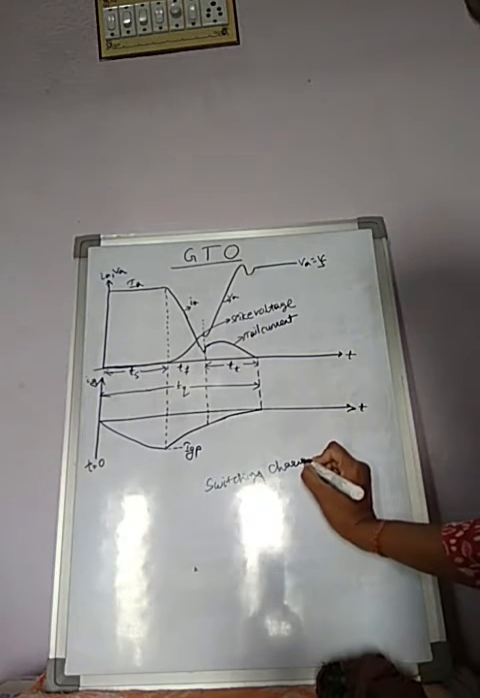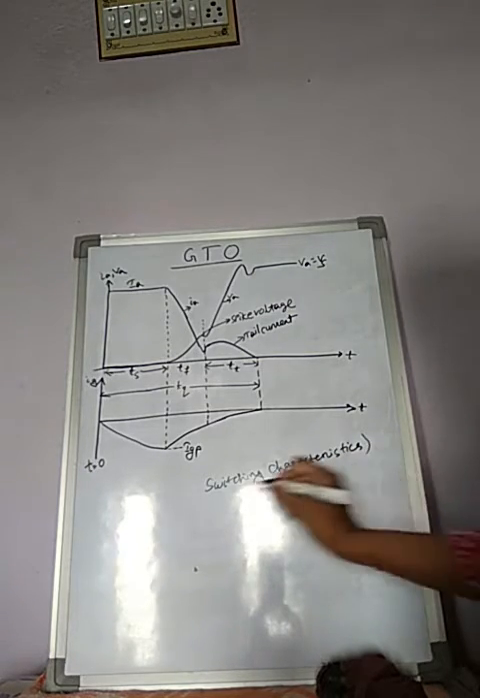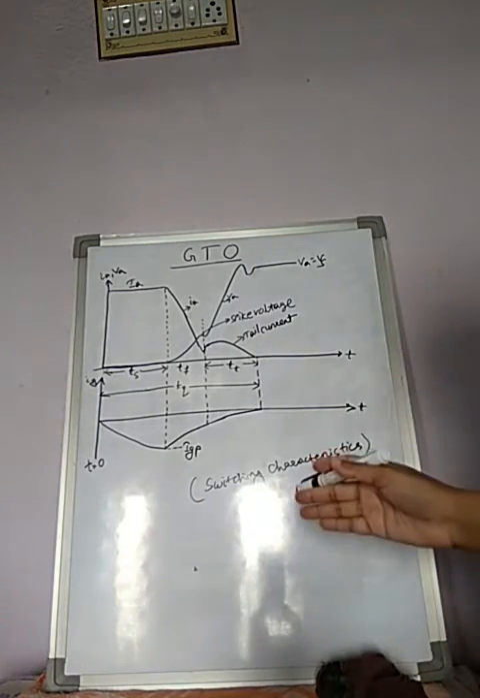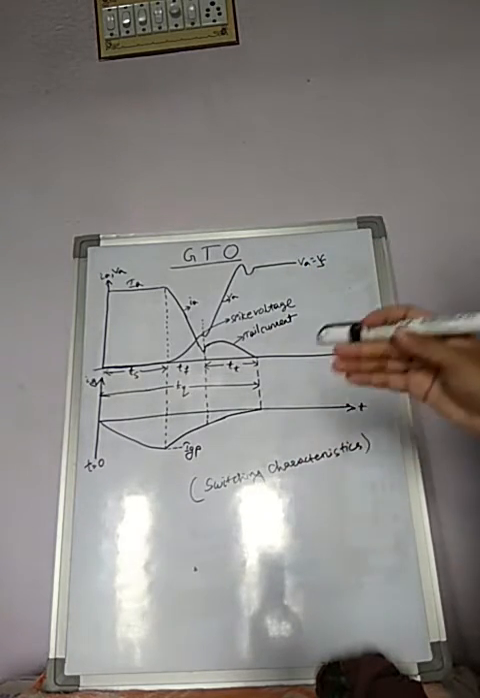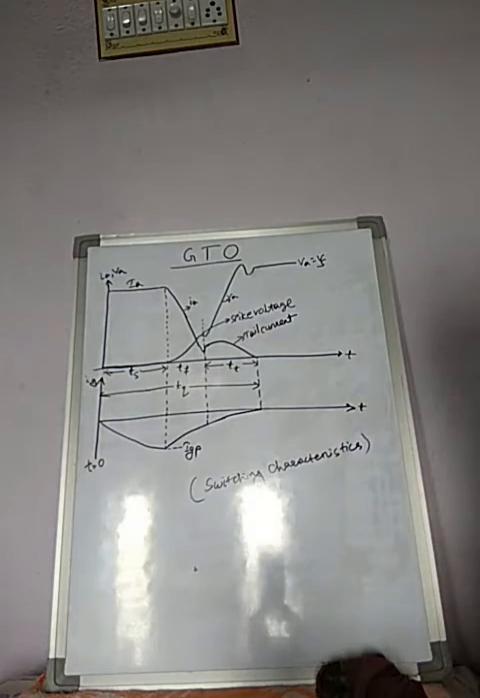Switching characteristics. Under switching characteristics, we will study the changes that occur in the parameters during the turn on and turn off process of GTO.